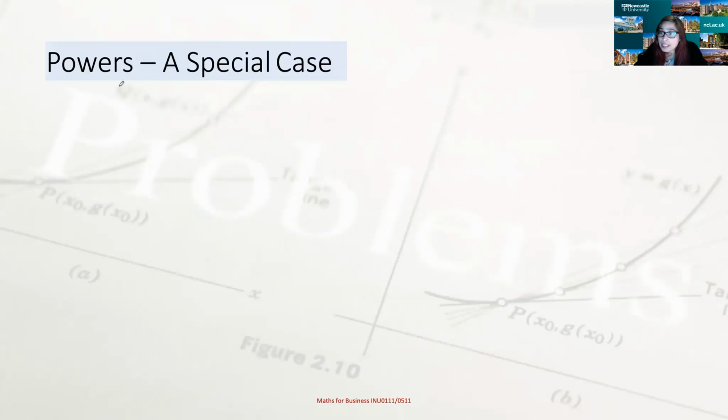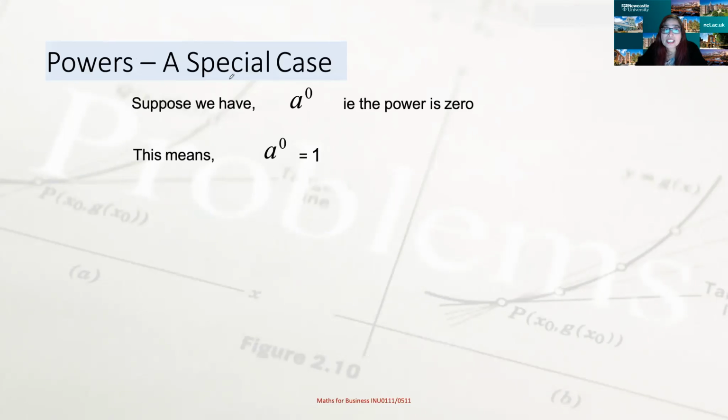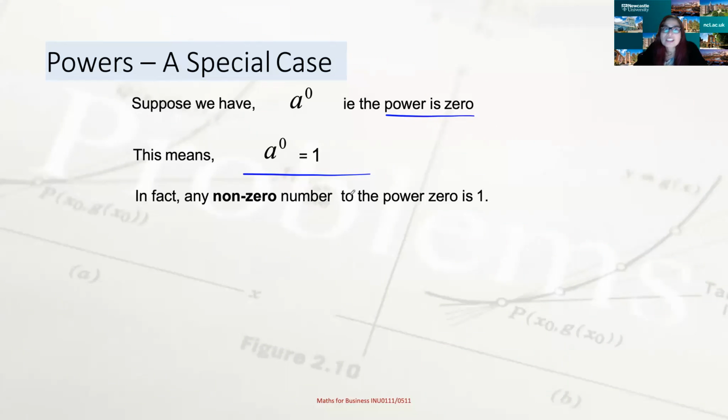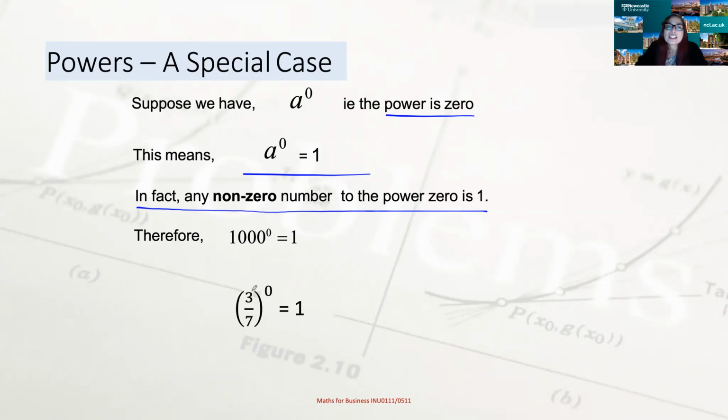Again, in mathematics, you always have a special case. So what happens if the power is 0? If you raise any number to the power of 0, the value is 1. So a to the power of 0 is 1, b to the power of 0 is 1, 10,000 to the power of 0 is 1. In fact, any non-zero number to the power of 0 is 1. So 1000 to the power of 0 is 1. 3 by 7 to the power of 0 is 1.